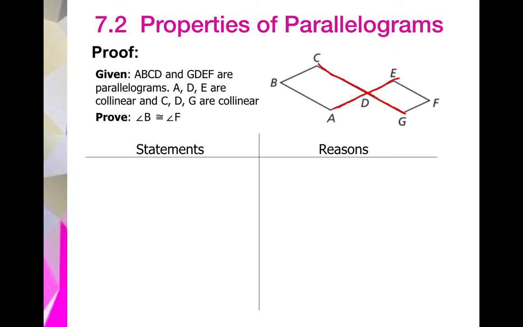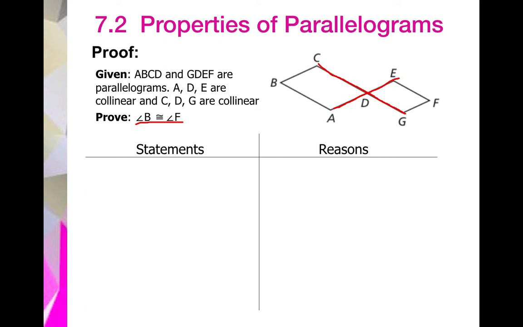So the first thing we're going to do in this proof is analyze what is the best thing to use to prove that angle B and angle F are congruent. Well, we have a couple things at our disposal. One is that we know that these two lines cross each other, so maybe there's some angles in there that we can use. And we also have a theorem about the opposite angles being congruent in a parallelogram.